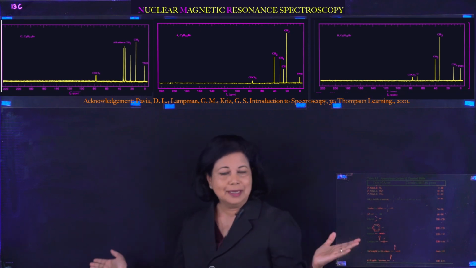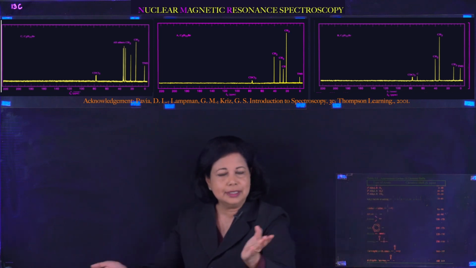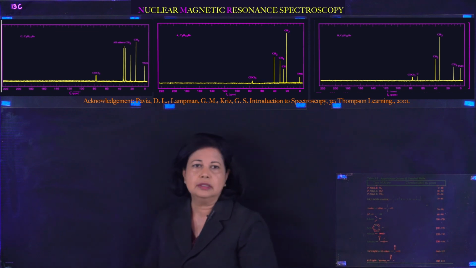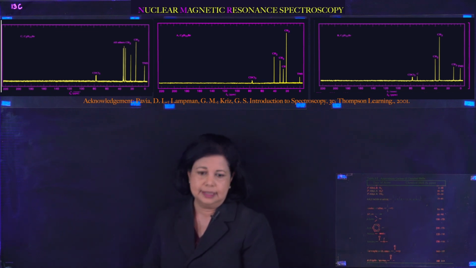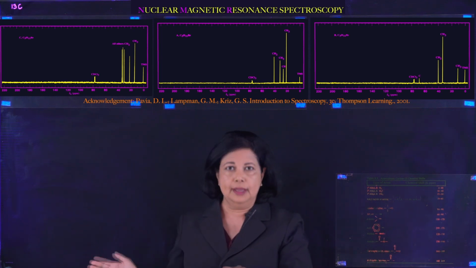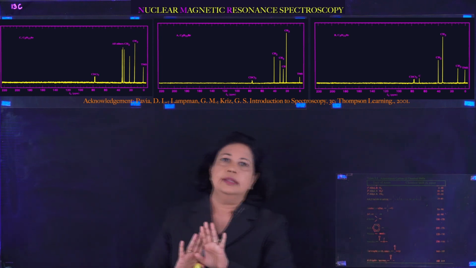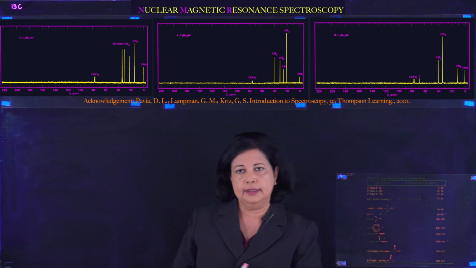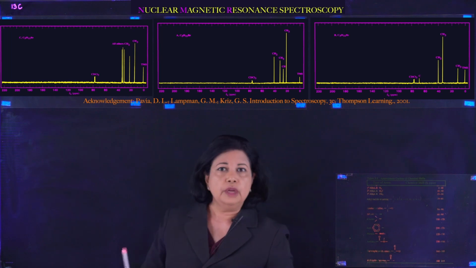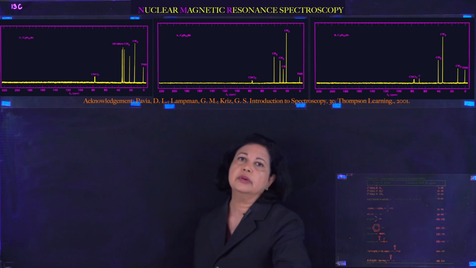Hello everybody, welcome back to Nuclear Magnetic Resonance Spectroscopy. We're going to talk about carbon-13 today, and we're going to talk a little bit about structure determination using carbon-13. Carbon has two main isotopes: carbon-12 and carbon-13. Carbon-12 has 6 protons and 6 neutrons. Therefore, it's even and it doesn't have different energy states in a magnetic field. Carbon-13 has 6 protons and 7 neutrons, so it has an odd number of neutrons.